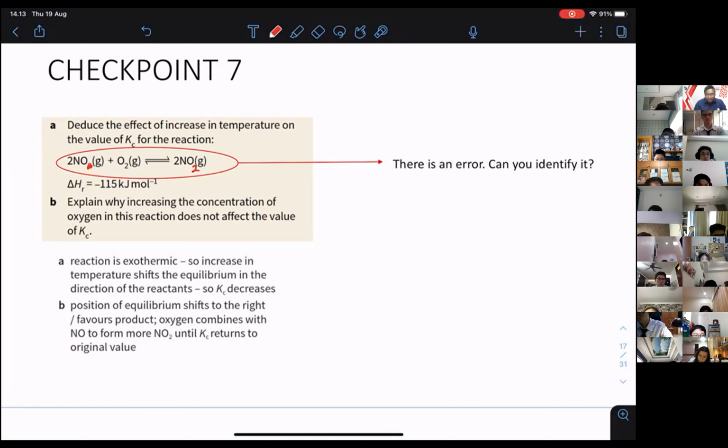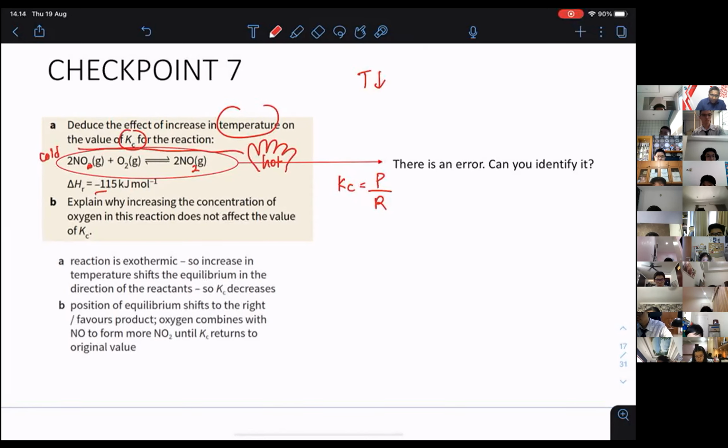Now, deduce the effect of increasing temperature on Kc. Do remember Kc. If you increase the temperature, what will happen? Now you can write down the full expression of Kc, but I will just write that it is product divided by reactant, if I put it in a simple way. So if I have this being negative, this one I put my hand, this is going to be hot. If I increase temperature, I need to decrease the temperature. How do I decrease the temperature? From hot to become cold. So I am going to move to the left.